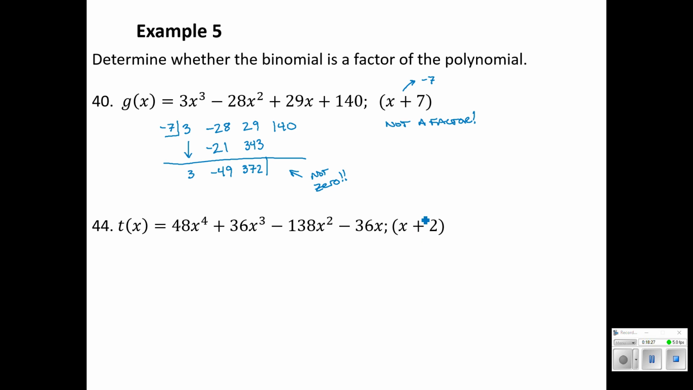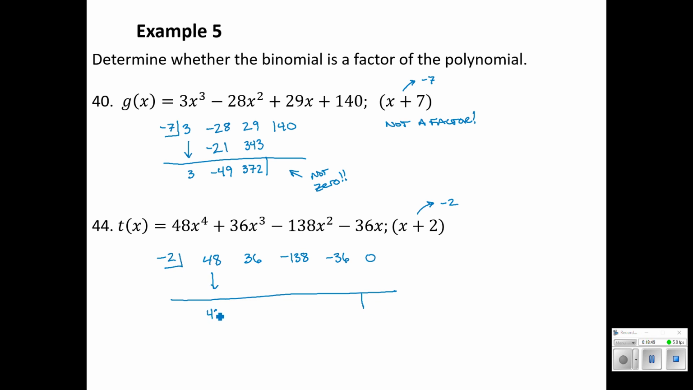Again, another opportunity to try that same practice here. The solution would be negative 2. Let's run that through synthetic. 48x to the 4th, 36x cubed, negative 138x squared, negative 36x, and then we have 0 for a constant. You got to remember those placeholders. And let's see what our remainder ends up doing.